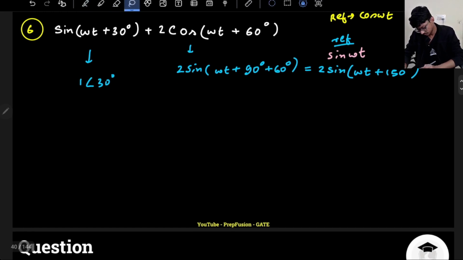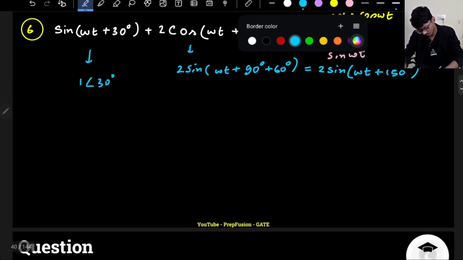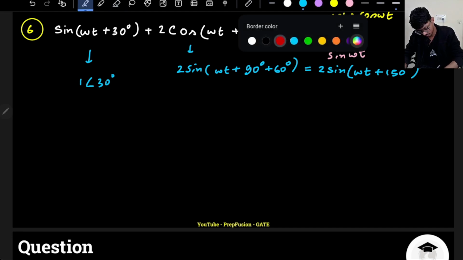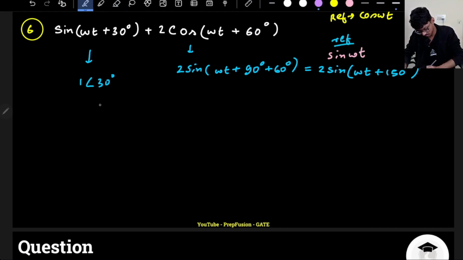Okay, sorry. So now I can write this in phasor. This phasor will be 2 angle 150. Now I can totally perform the addition, and your addition will be totally correct. So this one will be 1 angle 30 plus 2 angle 150.